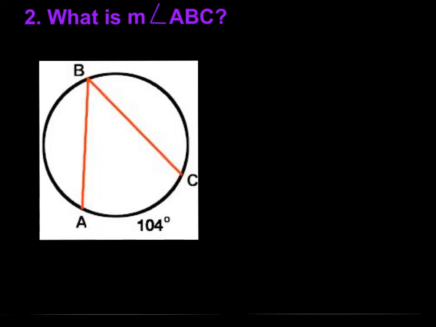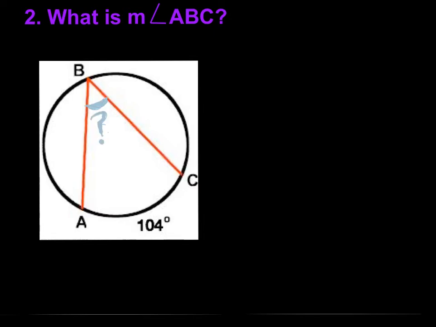Okay, this next problem is asking us to find the measurement of angle ABC. So angle ABC would be from A to B to C. Remember that your angle mark goes at that middle angle, which is B. So I'm going to put my little arc over here at angle B. Okay, so they're asking us to find this measurement.